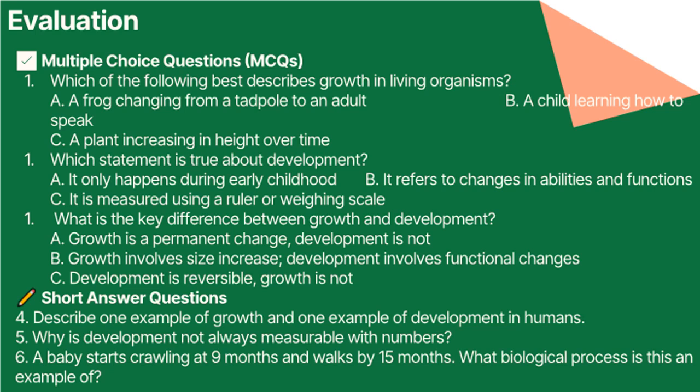Question 2. Which statement is true about development? Option A, it only happens during early childhood. Option B, it refers to changes in abilities and functions. Option C, it is measured using a ruler or weighing scale.